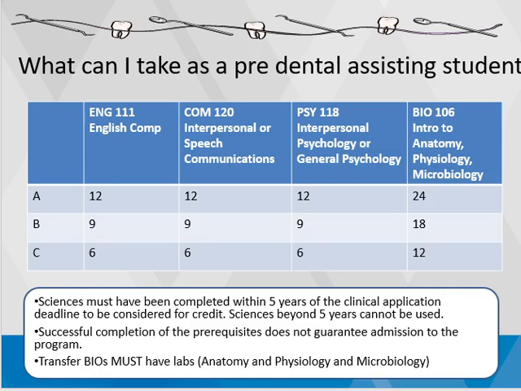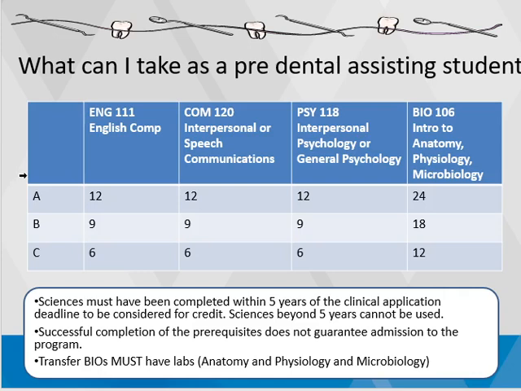Please be mindful that there are no time frames on the English, Communications, and Psychology courses, but for all of our sciences, they must be completed within 5 years of the clinical application deadline to be considered for credit and for points. Please also be mindful that successful completion of all of the prerequisites or general education courses does not guarantee admission to the program.